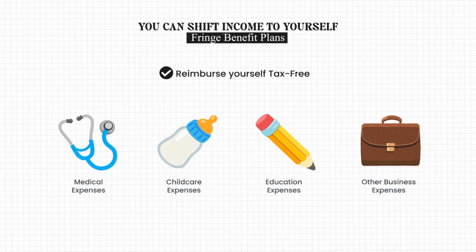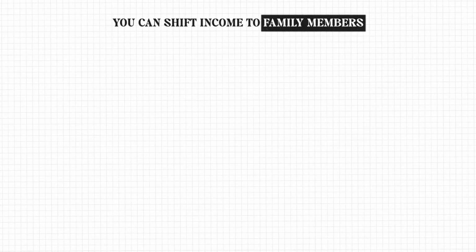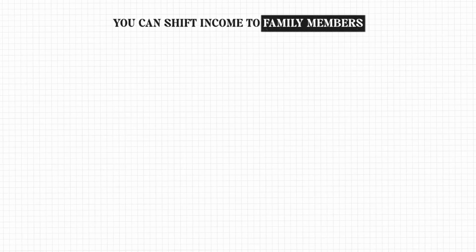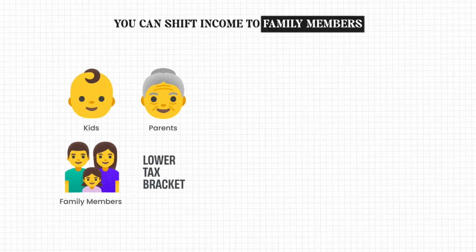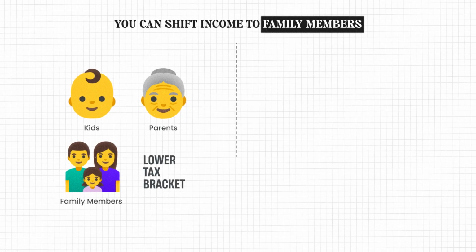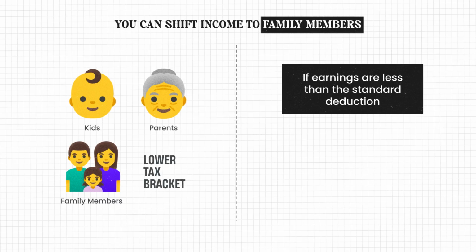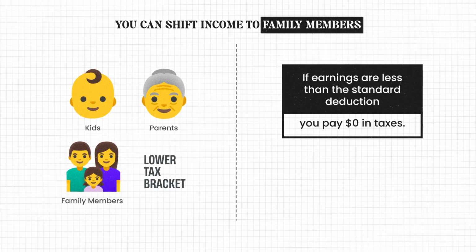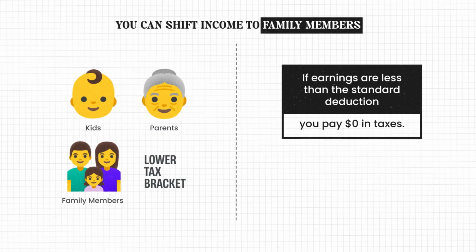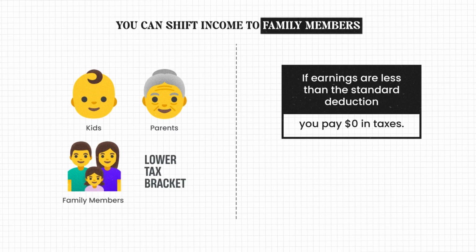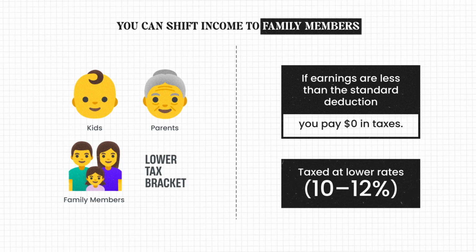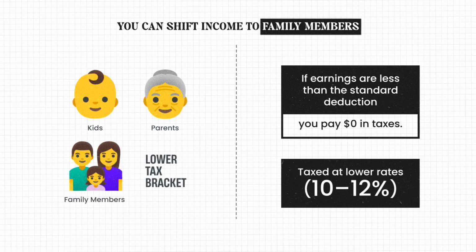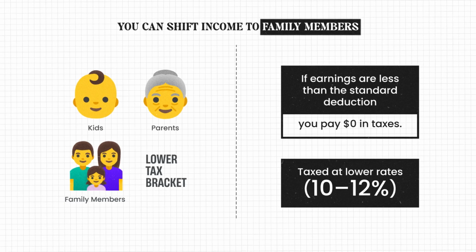It is also very popular for business owners to set up arrangements to shift income to their family members. Usually with this, we are looking for any kids, parents, or family members in very low tax brackets that we also support. And if the person you pay earns less than the standard deduction amount when they file their taxes, they would owe zero tax while you get a business deduction. And even if they do earn more than the standard deduction, keep in mind that they would be taxed at lower rates starting at 10%, which can still be very beneficial for someone in a 30% tax bracket or above.